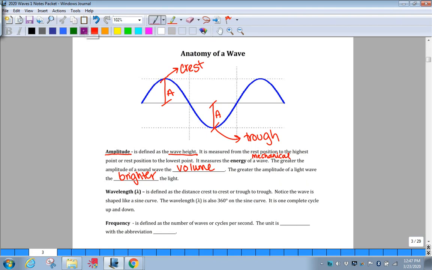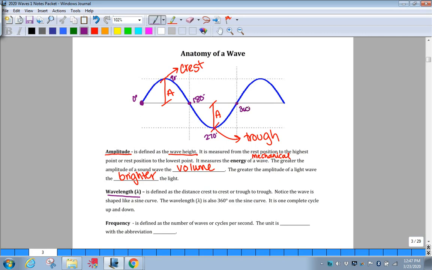Okay, the next thing we have to define is wavelength. Wavelength is just how it sounds. It's the length of the wave. And there's a few ways to measure it. You could think of it as like 360 degrees on a sine curve. So if this is 0 degrees, quarter of a wave up, that's 90 degrees. Halfway through is 180, then 270, then 360.